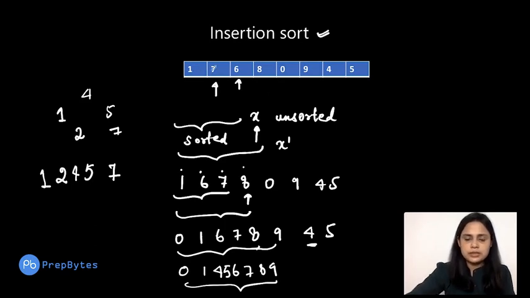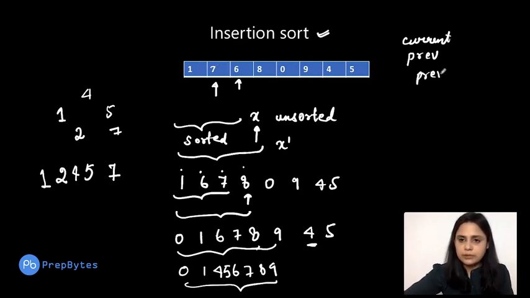So now let's say this is the number. What we do is that for 6, let's say for 7, we just check with the previous number. So there are two situations. Let's call it current, and let's call the previous one prev. So at any point, either we have prev smaller than current, or we have prev greater than current.